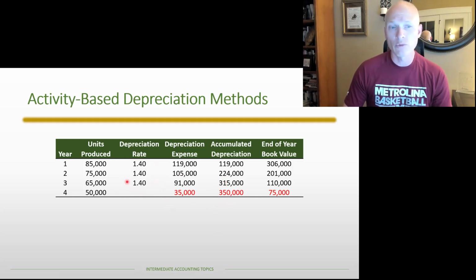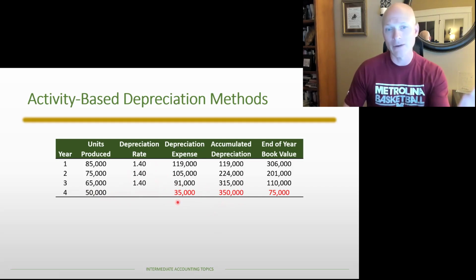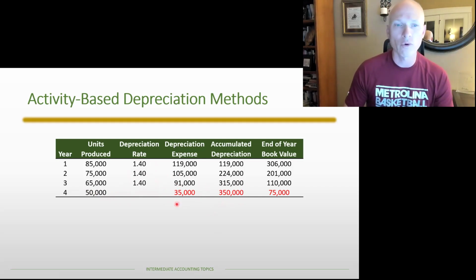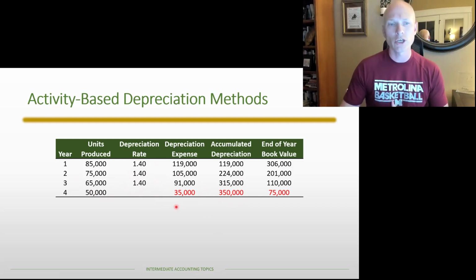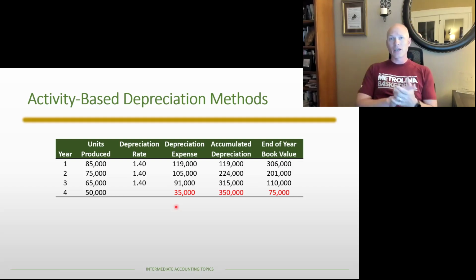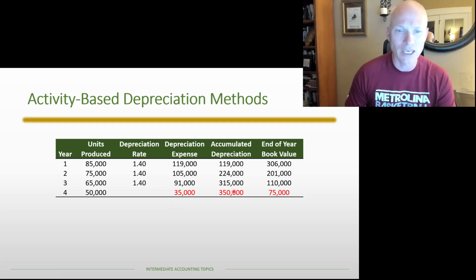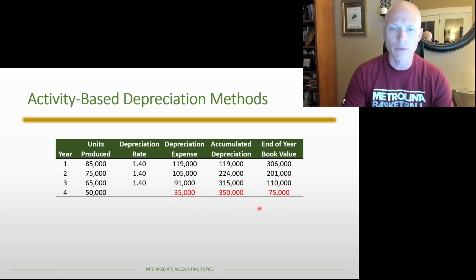So if for some reason we had only done 10,000 units in year 4, then we would only depreciate 14,000. And then there would be another $21,000 of depreciation to go. So it could go over more years, because we're ignoring years when we're using activity-based and we're focused only on activities. But the key here is that as soon as you hit 350,000 in depreciable base, we stop depreciating. So that means we end up at our residual value. Regardless of the method, we always end up at the residual value.